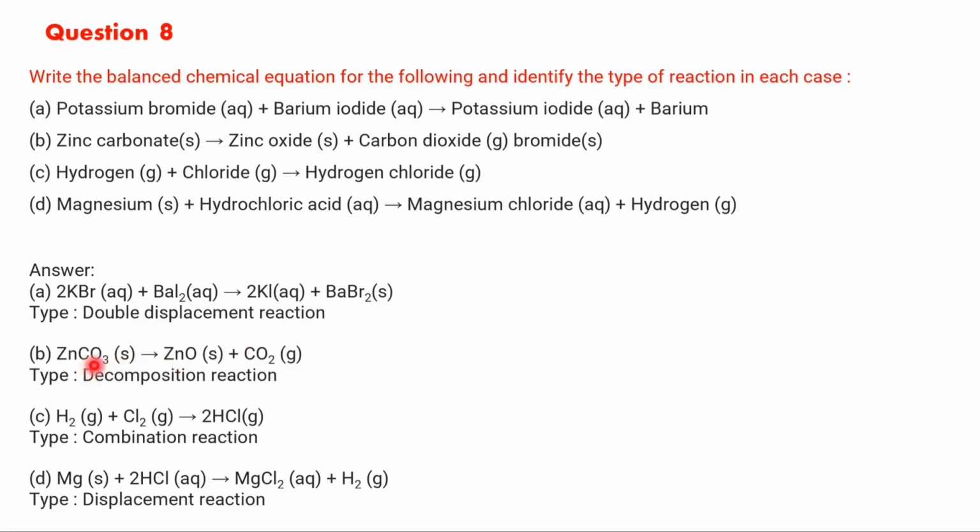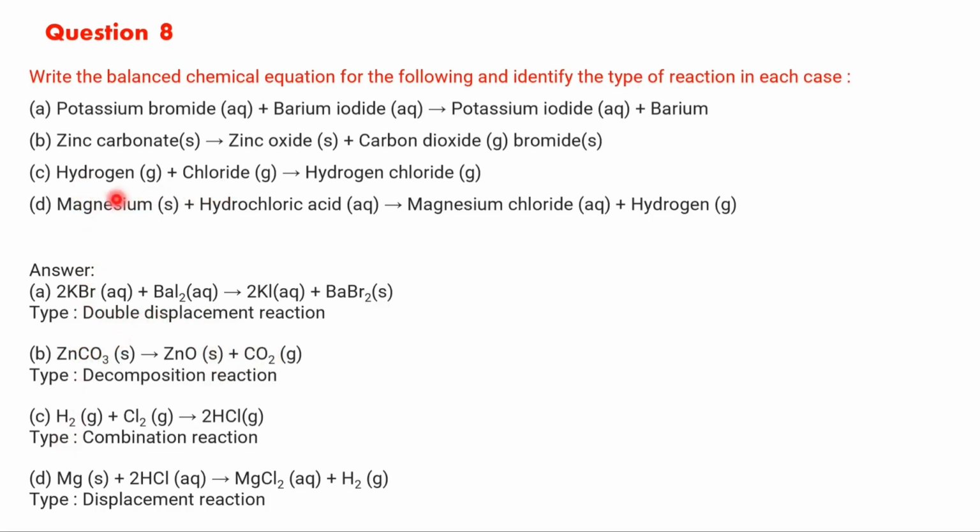Second one, zinc carbonate. It undergoes a reaction and produces zinc oxide and carbon dioxide. As a result, this reaction is considered a decomposition reaction. So here zinc carbonate undergoes a chemical reaction and it produces zinc oxide and carbon dioxide. This type of reaction is known as decomposition reaction. And if you go through the atoms of each element in this reaction, they are all balanced.